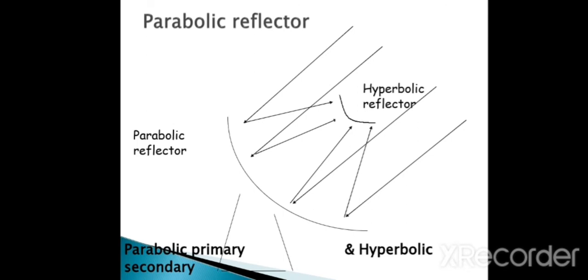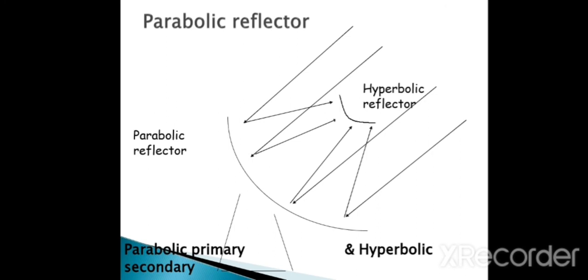So this is the parabolic reflector. Whatever I told, the same thing is here. This is the parabolic reflector with a hyperbola, that is generally called the Cassegrain reflector. Here the parabolic reflector is the primary and the hyperbolic reflector is the secondary antenna.